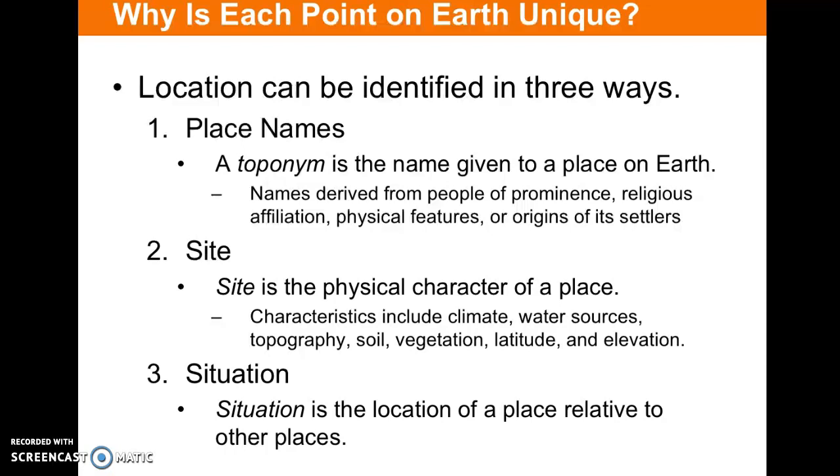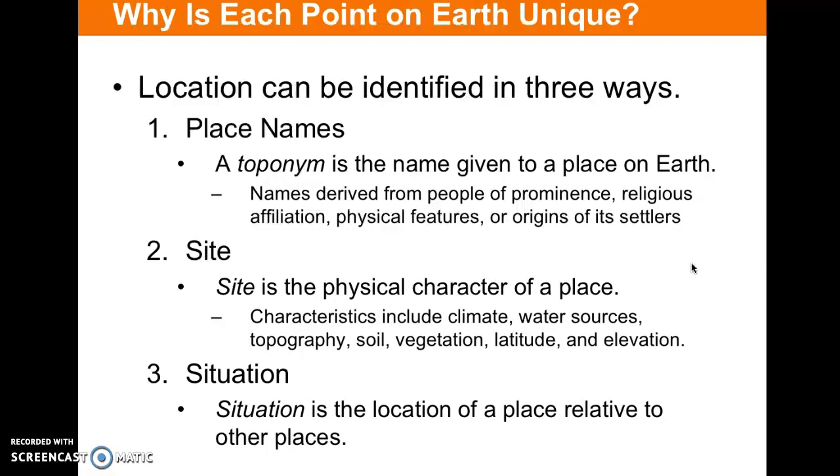And names can come from people of prominence, or people who are vital to the history of an area. They can come from religious affiliation, from the physical features, or the origins of its settlers. So Boynton Beach is named after Nathan Boynton, who was a major in the Civil War and then built a hotel where Boynton Beach is now located. So Boynton Beach came from the name of someone who was prominent in our area. Places of religious affiliation, St. Augustine. St. Augustine reflects the Catholic heritage of the early settlers to Florida.